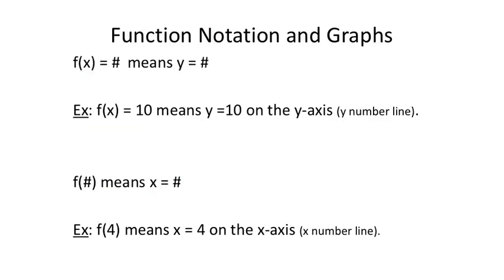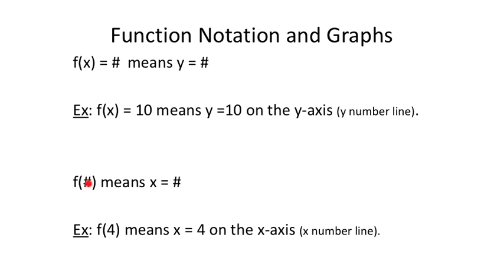Function notation and graphs. Remember, f of x equals some number. This is the same as y. So it's just telling us that if you wanted to see this as y equals, you can rewrite it if you wanted to. In other words, f of x equals 10 means y equals 10, just like we saw in those last examples. This is 10 on the y-axis, the y number line. So on a graph, you just find this value, whatever it is, on the y number line, and then you find the corresponding value on the graph. That may not make a lot of sense right now, but hopefully it will later.